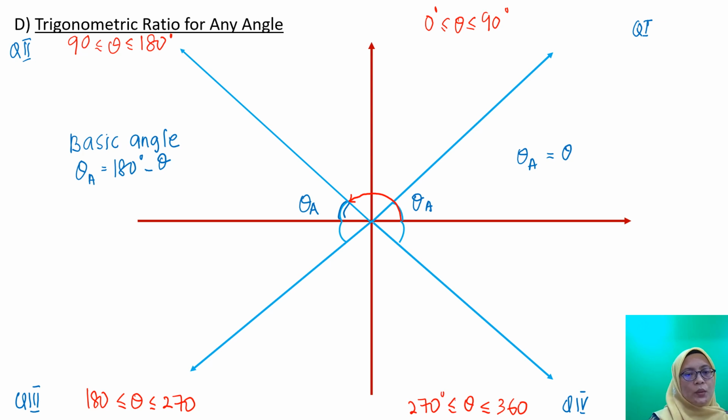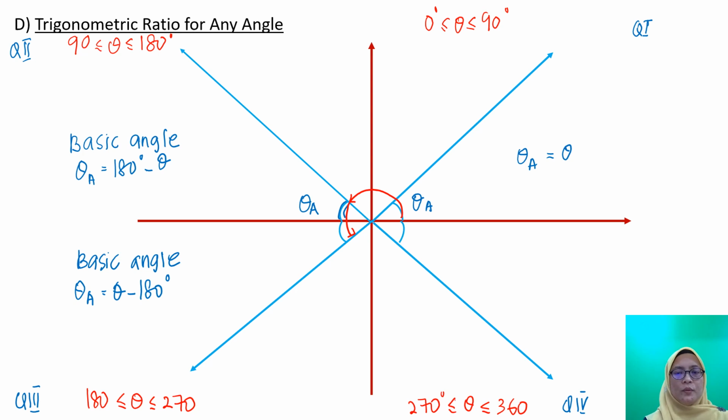Okay, so untuk third quadrant, kita punya basic angle. Okay, so kita kena ambil daripada awal ni. Okay, so means that itu adalah value of theta. Tolak dengan 180. So untuk dapat angle dekat sini.